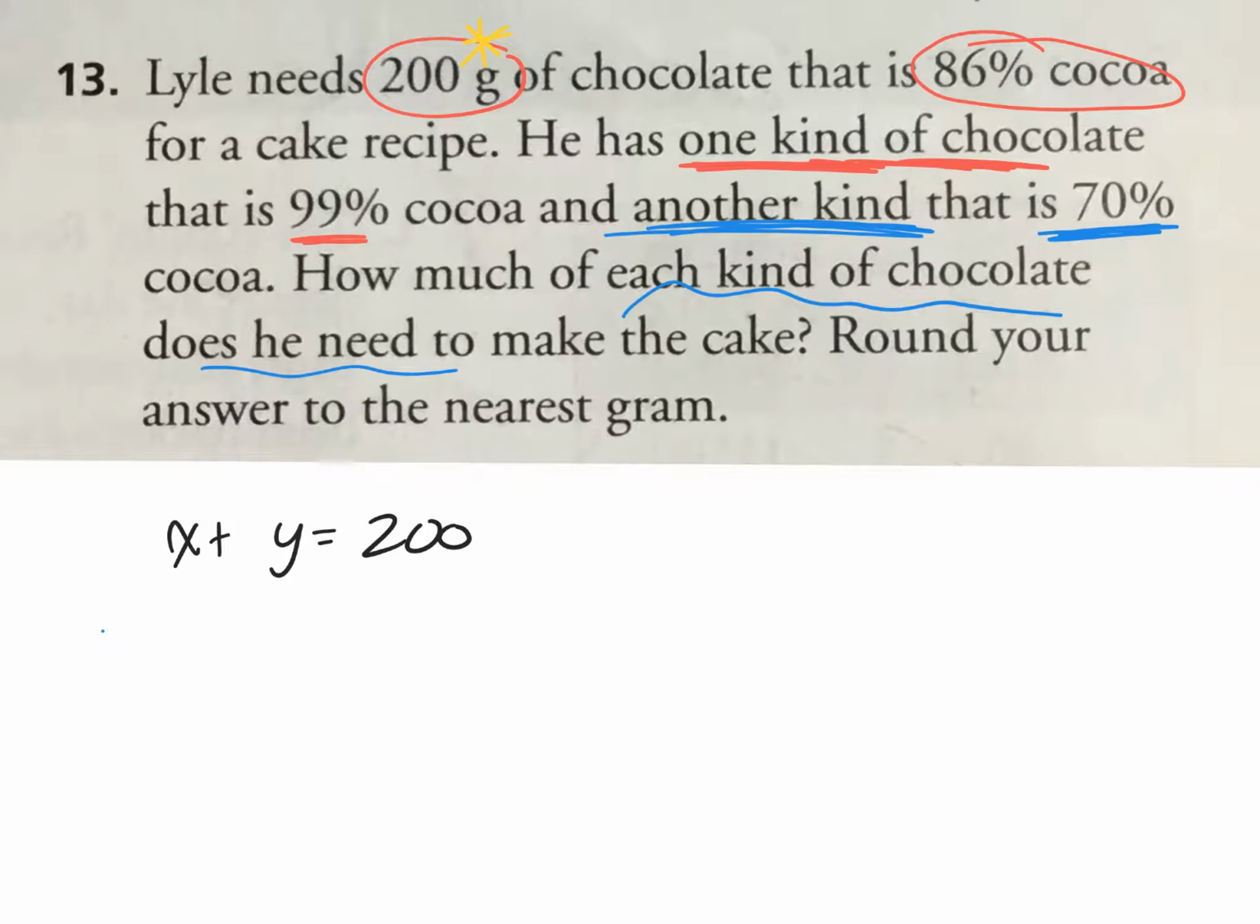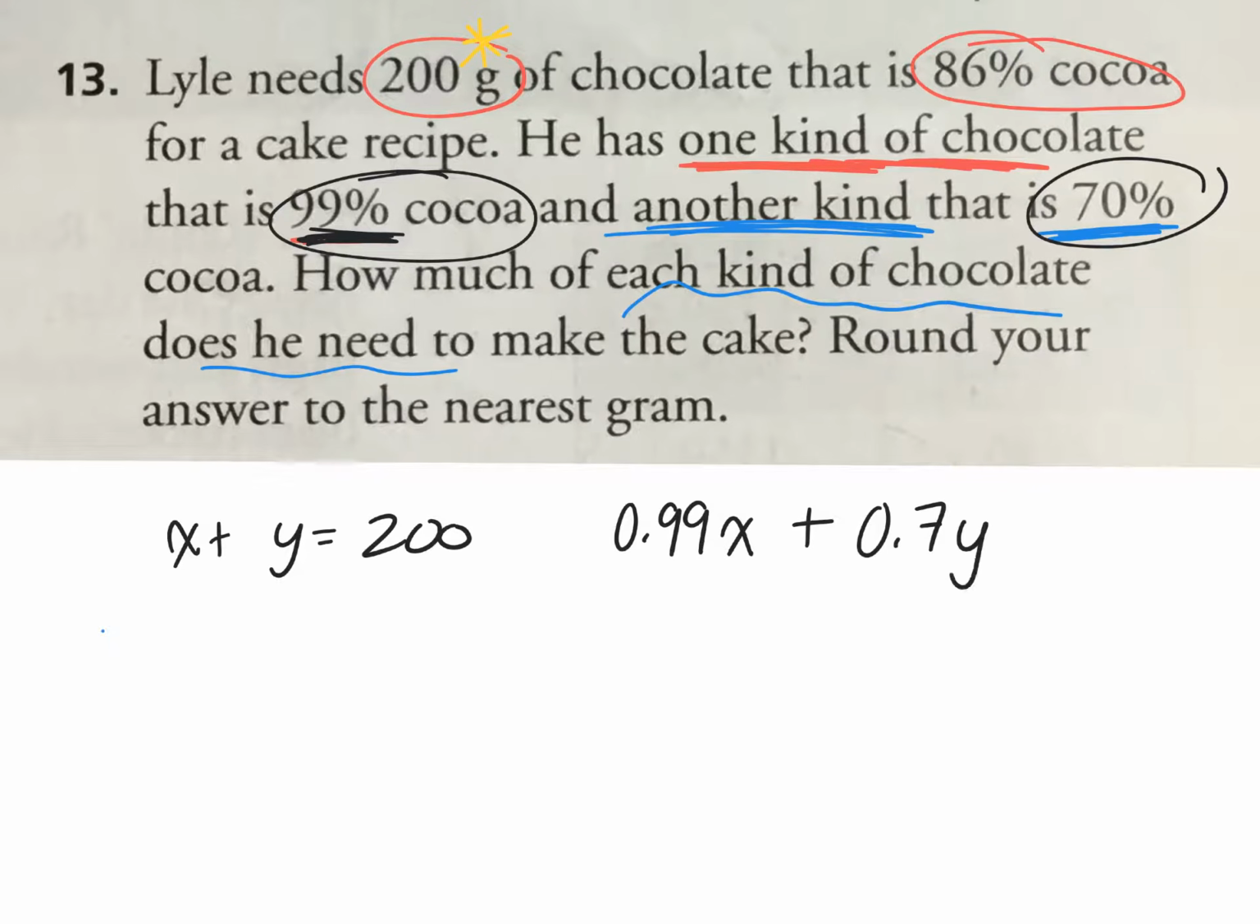So X represents how much he needs of the first kind, which is 99% cocoa, and Y represents how much he needs of the other kind, which is 70% cocoa. What could be your second equation? He needs 99% of whatever the amount is. Yes? 0.99x plus 0.7y equals, go back to the original question, he needs 86% of the 200.